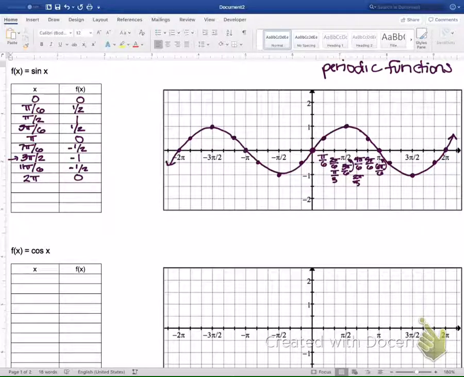So at 0, what is your cosine value? 1. Look at your cosine values and tell me after that 1, what is the next nice cosine value? It's a half, and where is it? Pi over 3, right? And then we're going to do pi over 2, at which the cosine is what?